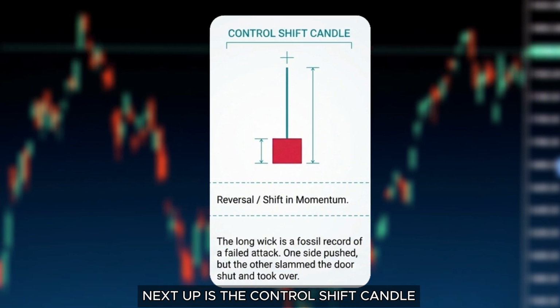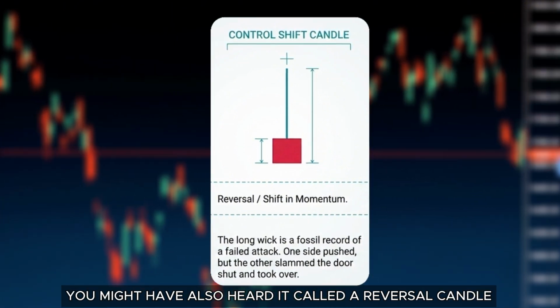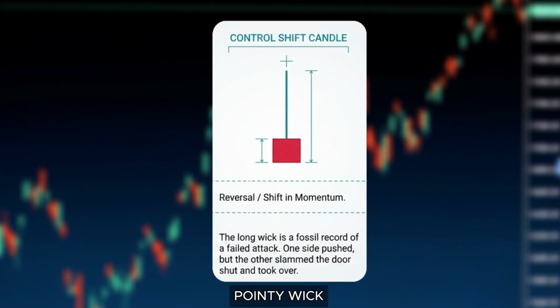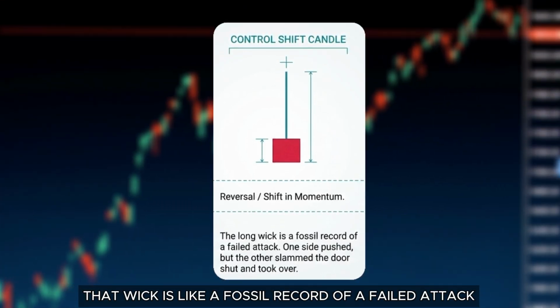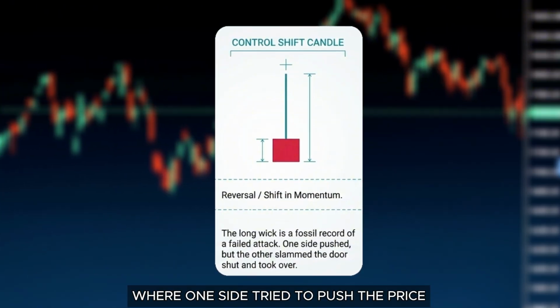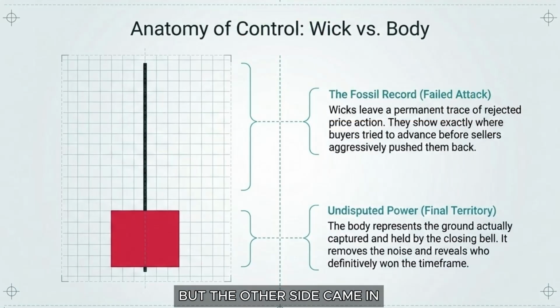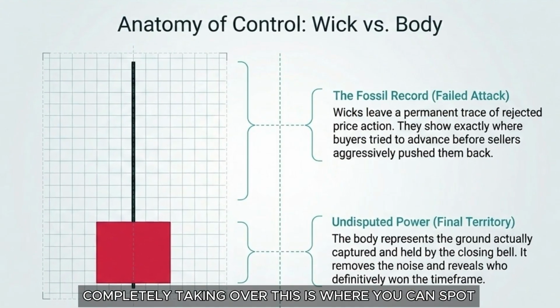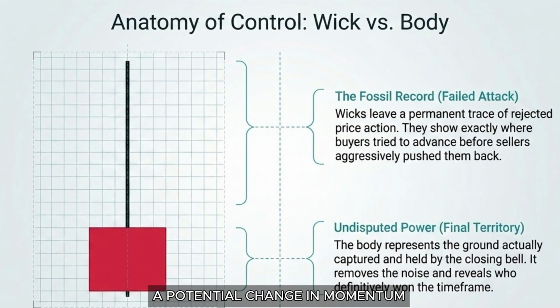Next up is the control shift candle. You might have also heard it called a reversal candle. Now, the key to this one is that long, pointy wick. That wick is like a fossil record of a failed attack. It shows you exactly where one side tried to push the price, but the other side came in and just slammed the door shut, completely taking over. This is where you can spot a potential change in momentum.